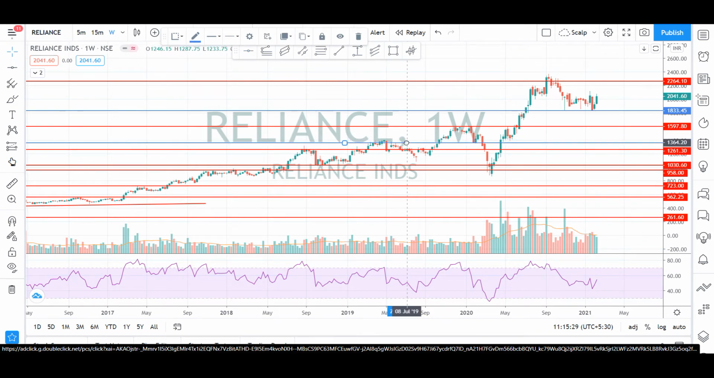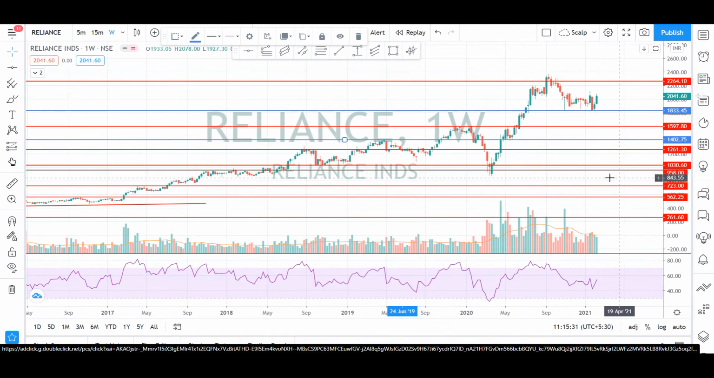Anytime there is a breakout above this particular level, I would have taken a trade, right? And anytime the price comes to this level, I would have seen a buying opportunity. Here it is not a buying opportunity. Here it has tested this level and come back. So probably we would have had one SL hit here.